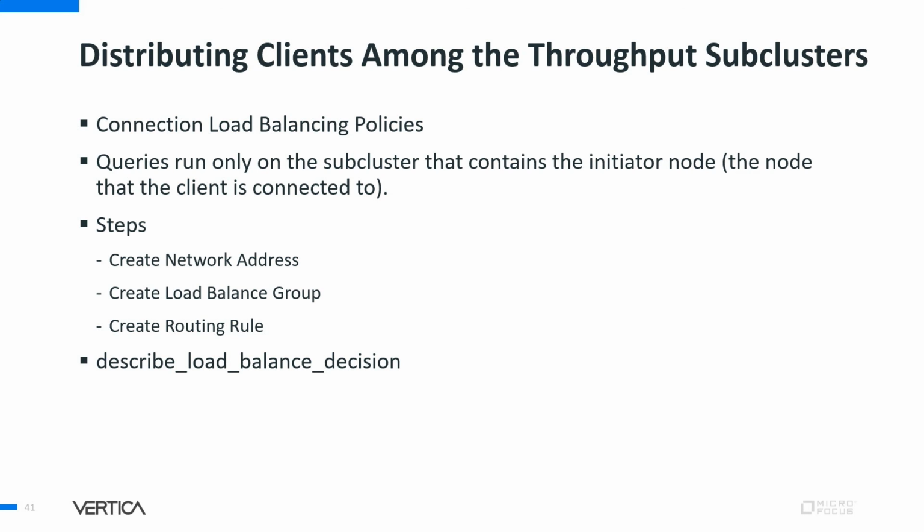Let me show you the steps for how you can set these connection load balancing policies. First, you need to create a network address for each node in the database. Then you can create a load balance group for each subcluster in the database. And you can set a routing rule for each load balance group on the database. There is also a function called describe load balance decision, which you can use to see what is exactly happening in the background. I will show you in the upcoming use case how it works.